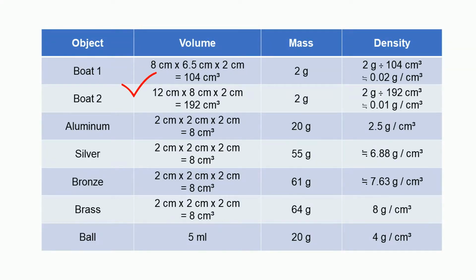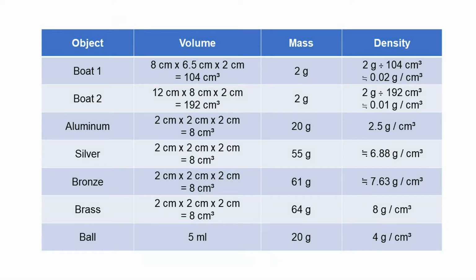Boat 2, the volume is 12 centimeters by 8 centimeters by 2 centimeters, and that equals 192 cubic centimeters. The mass is 2 grams. The density of boat 2 is 2 grams divided by 192 cubic centimeters, and that equals 0.01 grams per cubic centimeter.